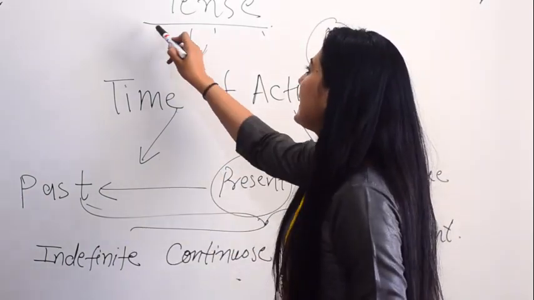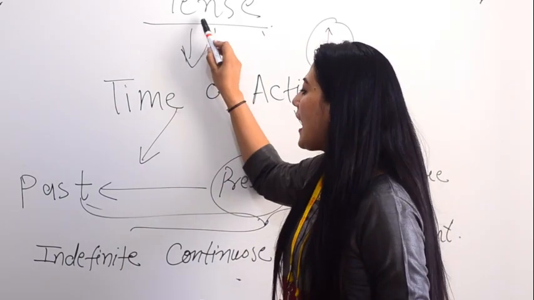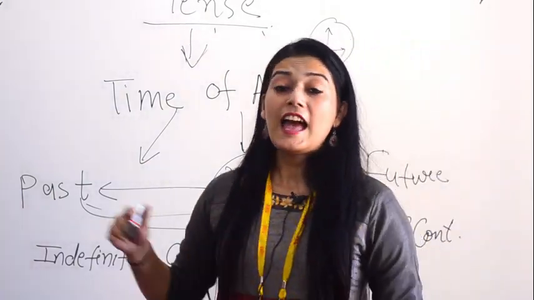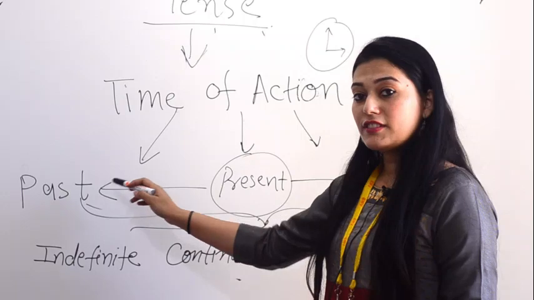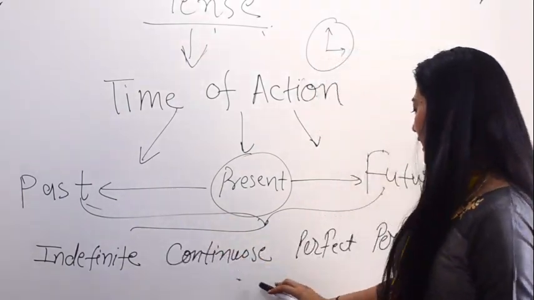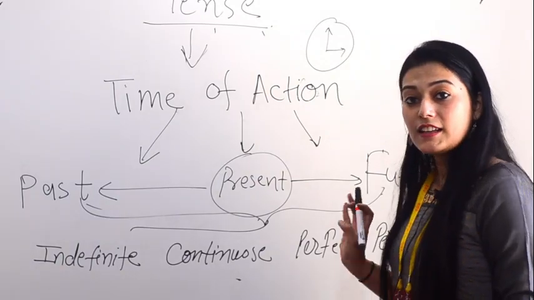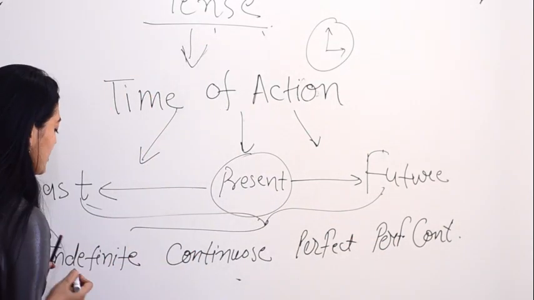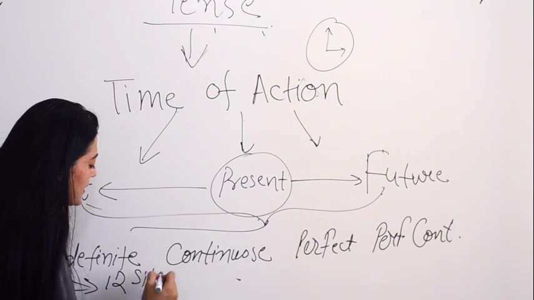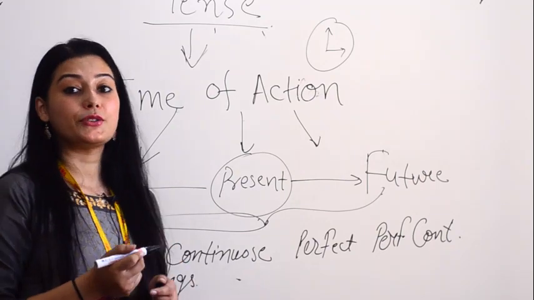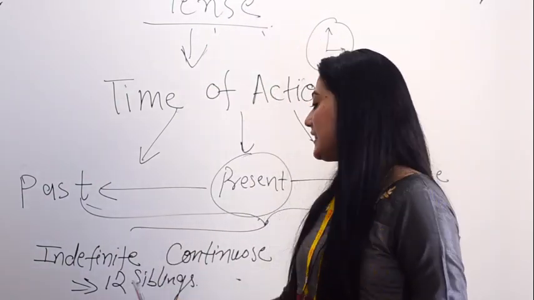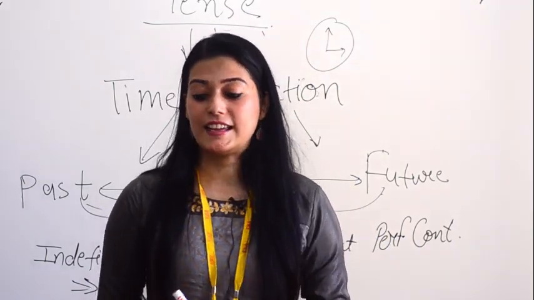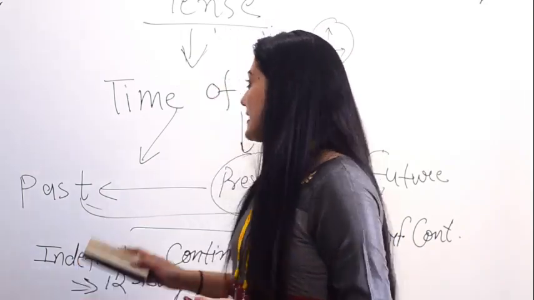Let's assume that it is grandfather tense who has 3 children, that is past, present and future. And each of these 3 parents has 4 sons: indefinite, continuous, perfect and perfect continuous. Now they have 4 sons each, that means it becomes a total of 12 siblings. So today we will study these 12 siblings. But before moving on to tenses, let's quickly revise forms of verb and case.